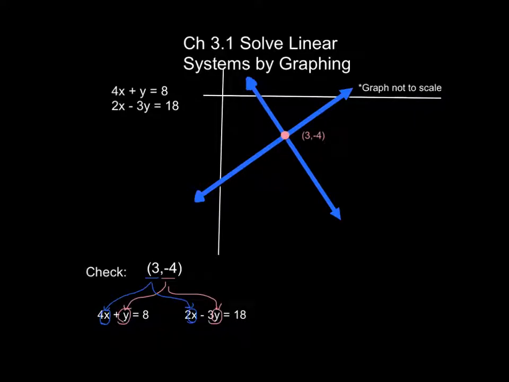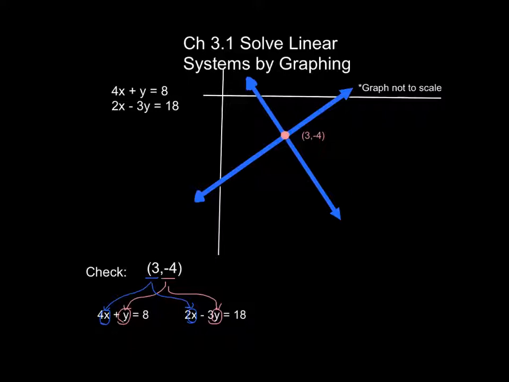So now that we've defined what a system is, let's move on to solving linear systems by graphing, section 3.1. Our ultimate goal is to find the solution of this system, and we're going to do that first in this section by graphing. So we've graphed this system here, 4x plus y equals 8 and 2x minus 3y equals 18. This graph is not to scale, but I've done it as best I could with this software, and we see here on the graph that the solution looks like it is (3, negative 4).